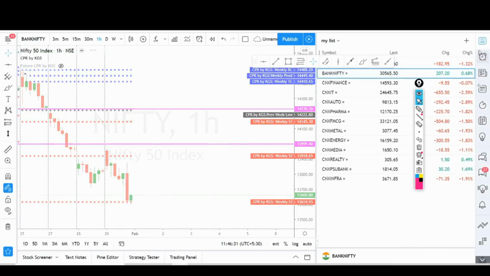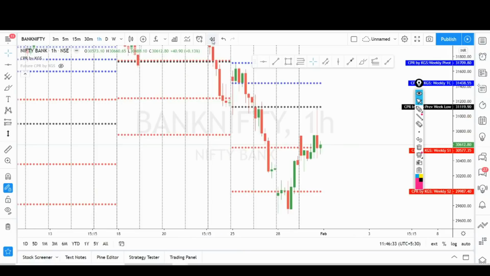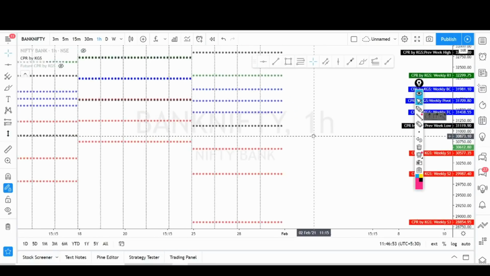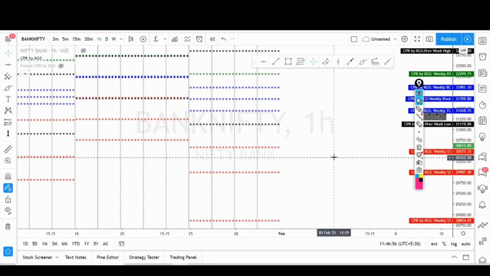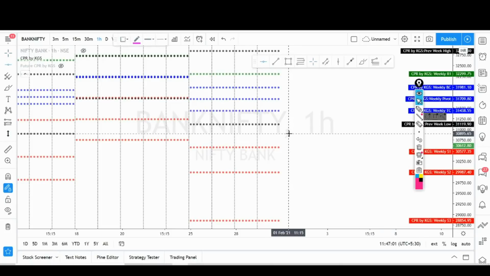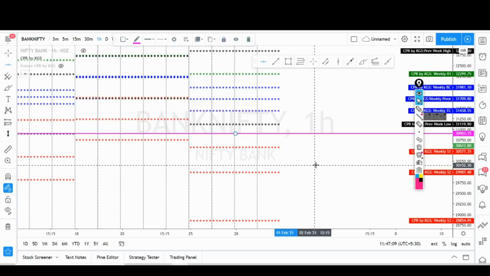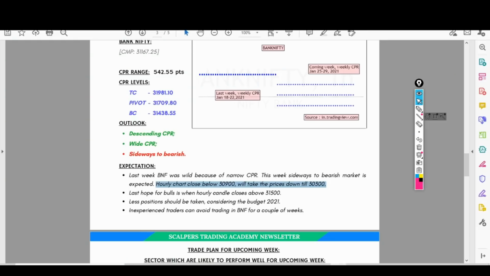Let me open Bank Nifty chart. Let me skip this week. So this is a descending CPR, right? So what I am expecting is, if the candle closes below 3900, let me draw a line. Okay, so here it is 3900. Okay, a rough level of 3900. So if the market is closing below this level in 1 hour chart, then definitely the price will be heading towards 3300. Okay, so this was my view in Bank Nifty.